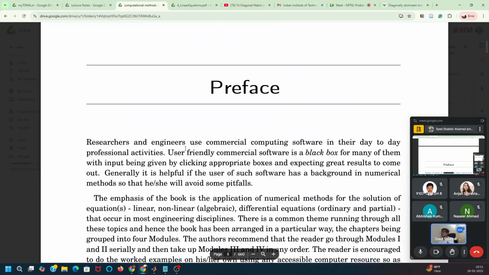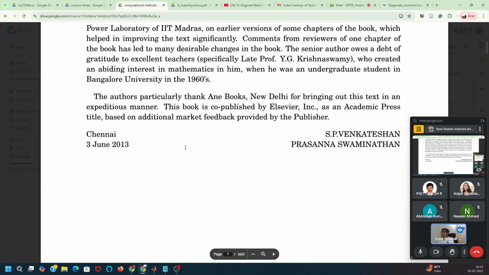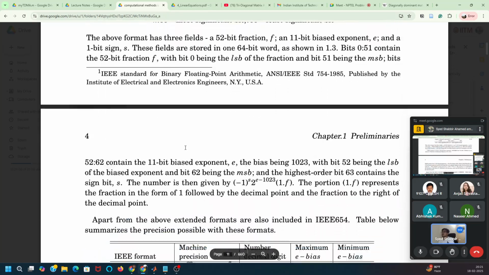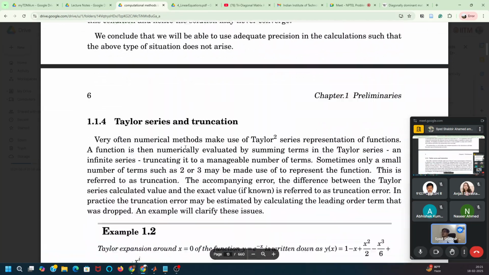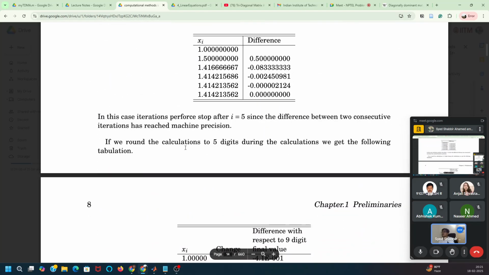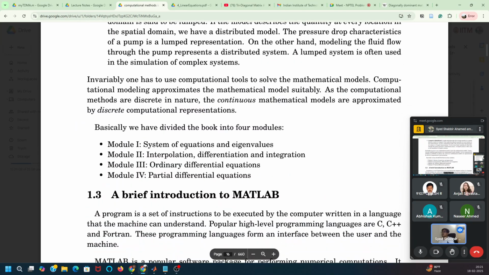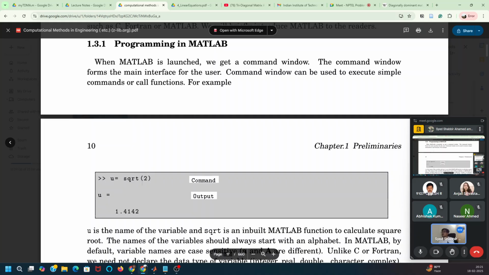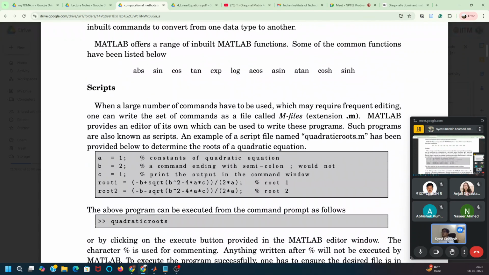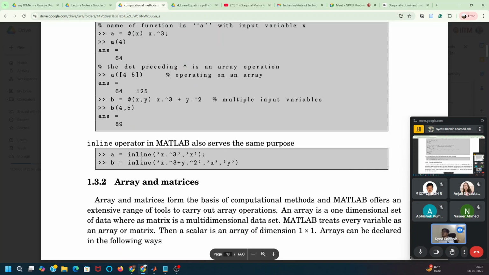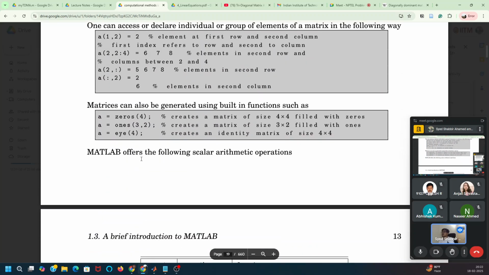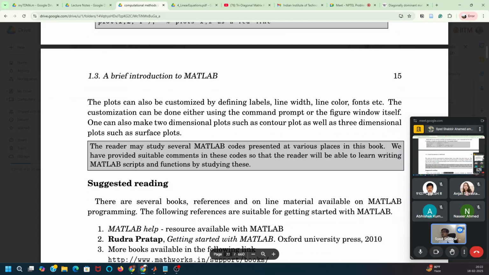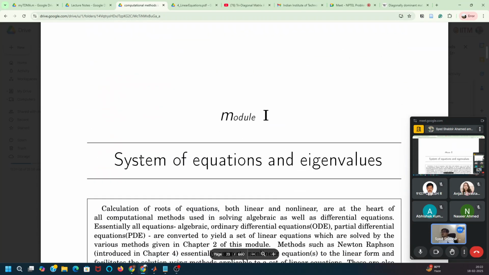Right around that. If you go through this book, we have a lot of preliminaries. This also has MATLAB codes, so you can check when these are uploaded. You can see that programming in MATLAB, everything is given here: functions, arrays, matrices, loops, operators, plotting, everything.